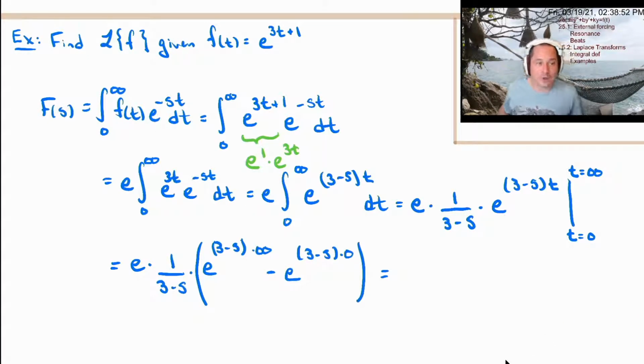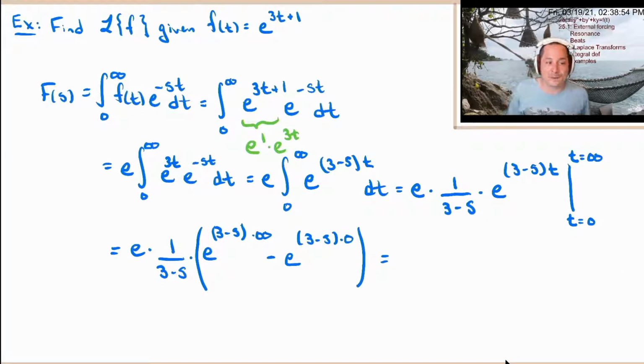Can f of t be a quadratic function? I'm going to do a linear example next. Cool. And so what is this e to the 0? This e to the 0 right here, that's just a 1.